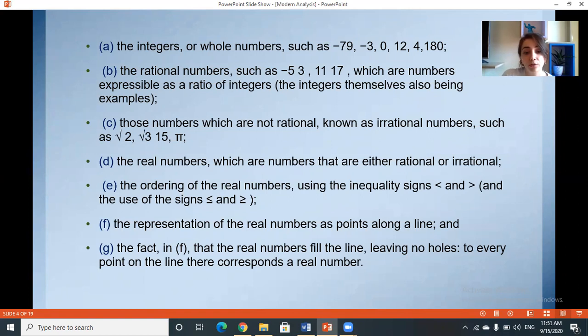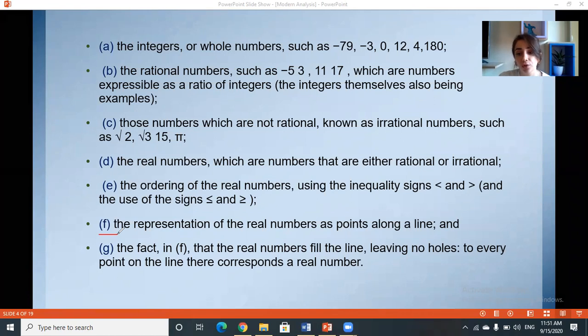And the ordering of the real numbers using the inequality signs less than or greater than, or less than or equal, greater than or equal. The representation of the real numbers as points along a line, and the fact that the real numbers fill the line, leaving no holes. To every point on the line there corresponds a real number.